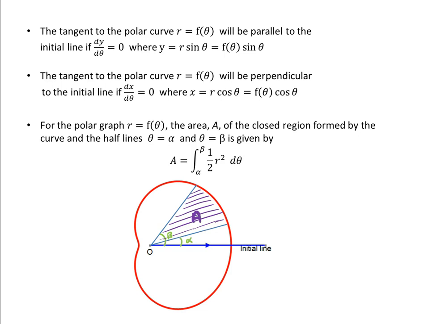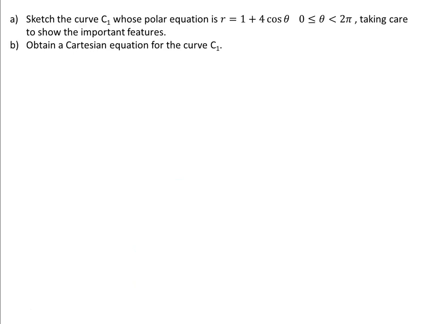So let's move and look at some examples. Our first example, we need to sketch the curve whose polar equation is r equals 1 plus 4 cos theta for values of theta between 0 and 2 pi, taking care to show the important features.